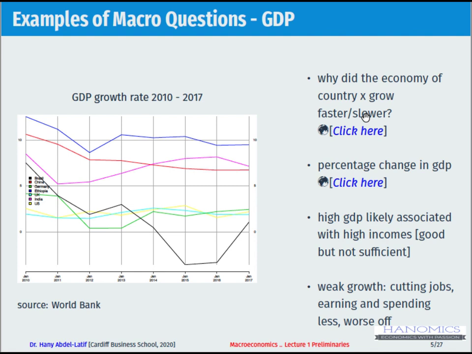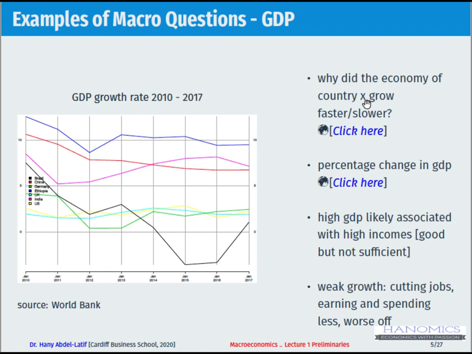Another example: how did economy X grow faster or slower than others? What you see here is the growth rate. Basically what we're talking about here is the percentage change in GDP. Obviously, if you look at the top one, the blue one, I think this is Ethiopia. It's a very poor country, but it grows really fast. Remember, we're talking about how fast they grow, the percent change in GDP.